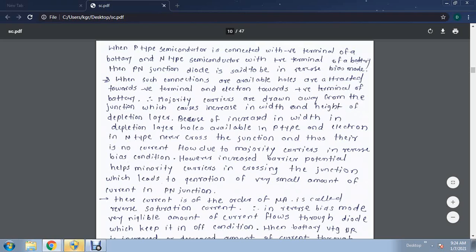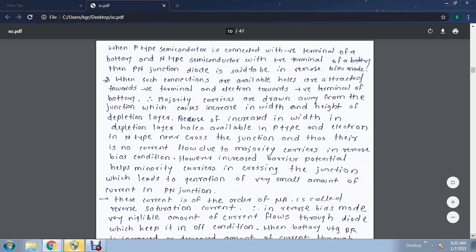Because of the increase in width of the depletion region, the holes available in the P type and electrons in the N type cannot cross the junction. Thus there is no current flow due to the majority carriers in the reverse bias condition. However, the increased barrier potential helps minority carriers cross the junction, which leads to the generation of a very small amount of current in the PN junction. This current is of the order of microamps.